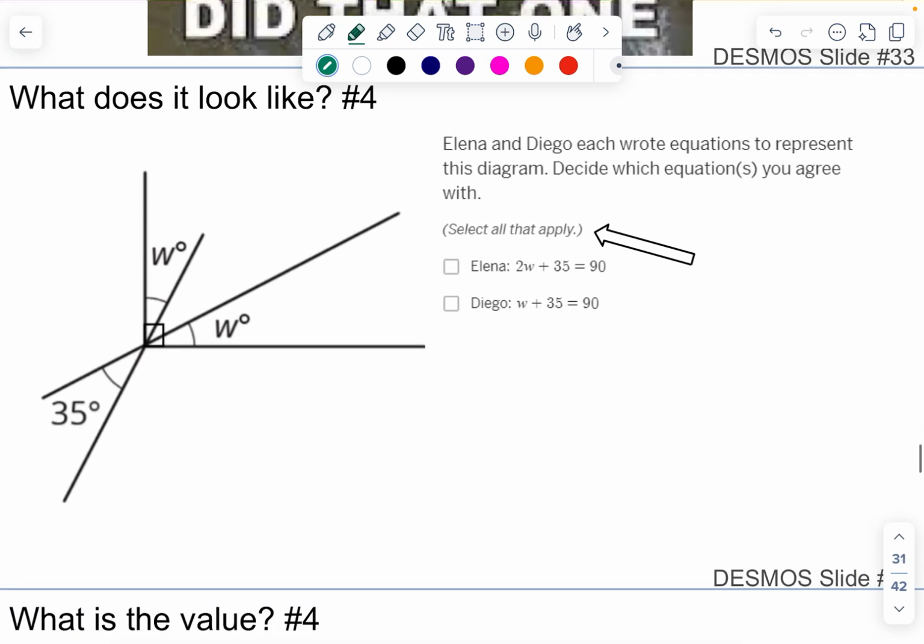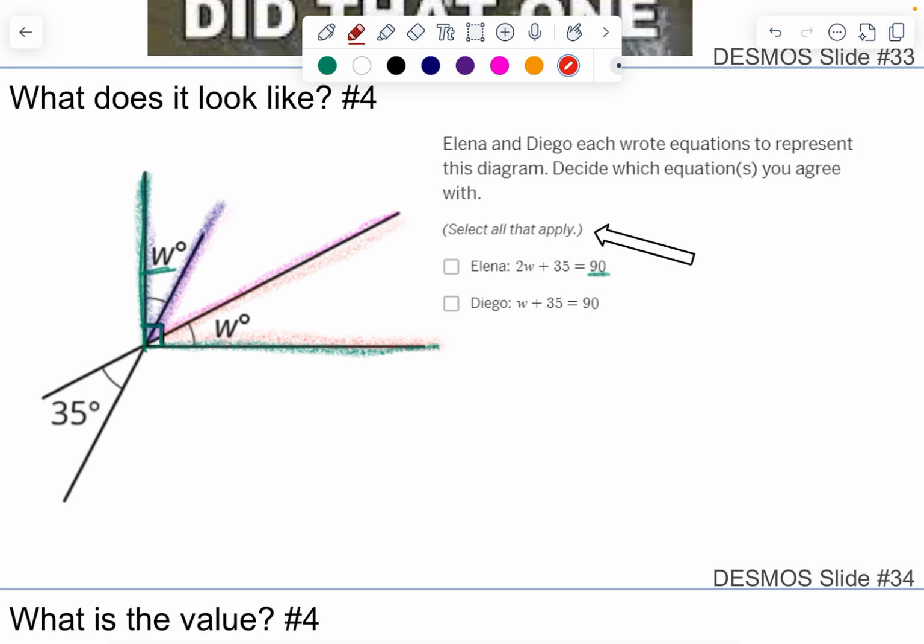Keep on moving. Elena and Diego each wrote another equation. They're just going to keep trying until Diego gets one right. Now, Elena says that 2W plus 35 equals 90. Well, if we're looking for 90, we're looking for a corner. This is the only corner I see right here. We got 2W, so this is my angle. This is my angle. And that angle, look at what this one's got. This one has this one, and this one.